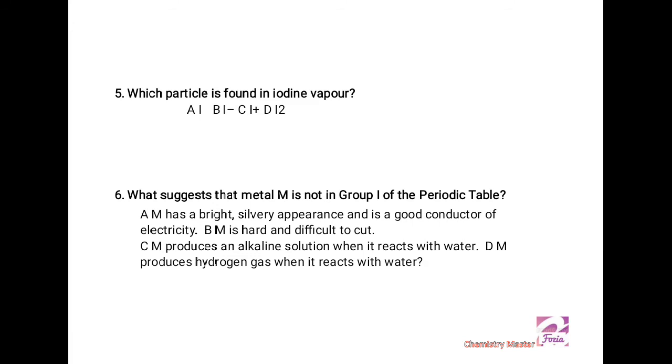Option B, metal is hard and difficult to cut. No, it is not possible. What about option C? Metal produces an alkaline solution when it reacts with water. Yes, we can think of it. And the D option is metal produces hydrogen gas when it reacts with water. Yes, you can also think about it. So you have to select which is not in group 2. I guess difficult to cut is the wrong one.